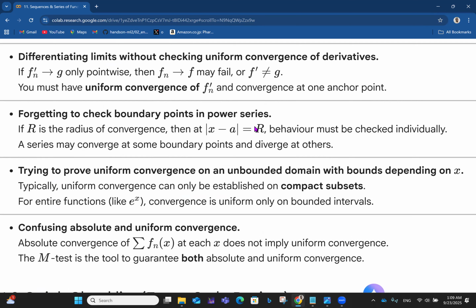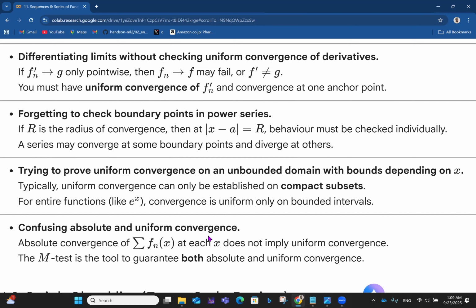Another pitfall is forgetting to check boundary points in power series. If R is the radius of convergence, then at absolute value of x minus a equal to R, behavior must be checked individually. A series may converge at some boundary points and diverge at others. Then there's trying to prove uniform convergence on an unbounded domain with bounds depending on x. Typically, uniform convergence can only be established on compact subsets. So for entire functions like e raised to the power x, convergence is uniform only on bounded intervals, right?